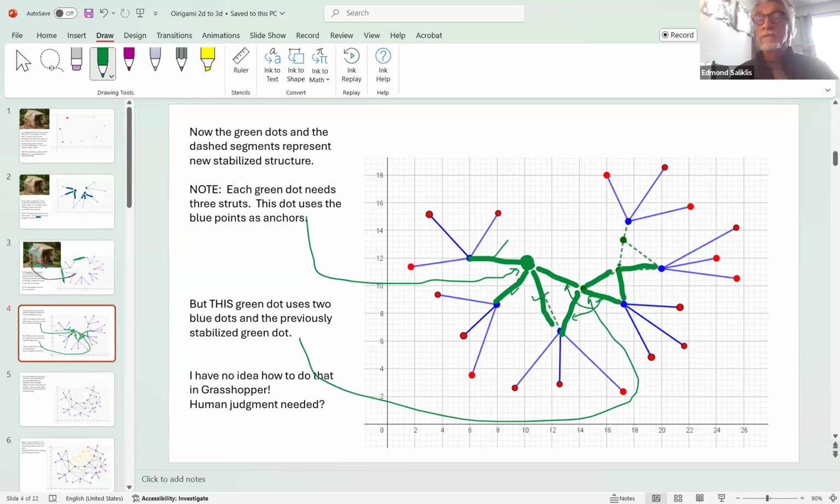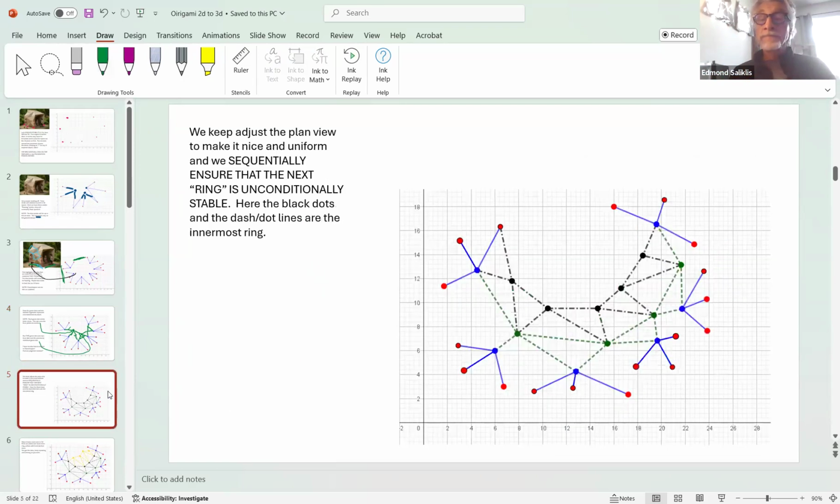Next one, stable, stable, stable. We have the minimum number of sticks needed to stabilize these floating nodes. Three times the number of nodes that are in the air is the number of sticks, and you can count this. I don't know how we would do this in Grasshopper exactly. I think there's some human judgment that has to happen. We'll worry about that later.